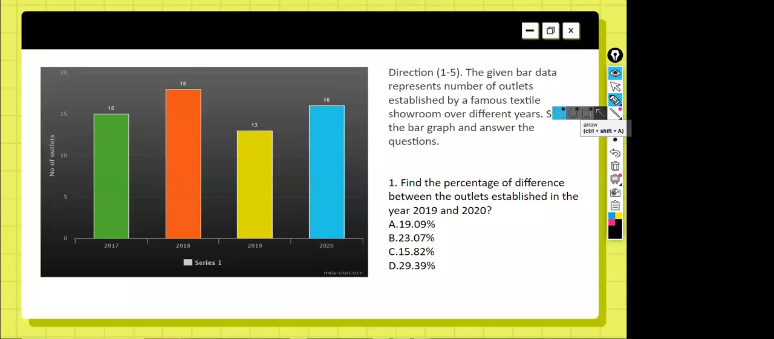Shankar, I'll repeat it. So what they've asked is, the value is becoming from 13 to 16. How much is it increasing? How much percentage is it increasing? That is the question here.